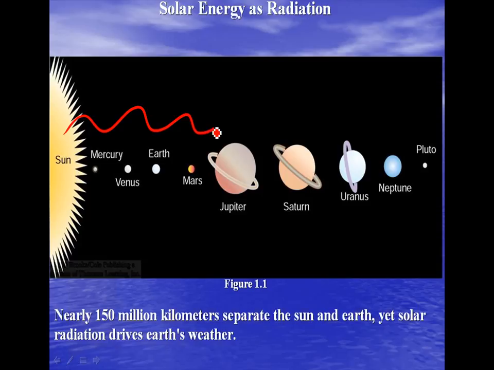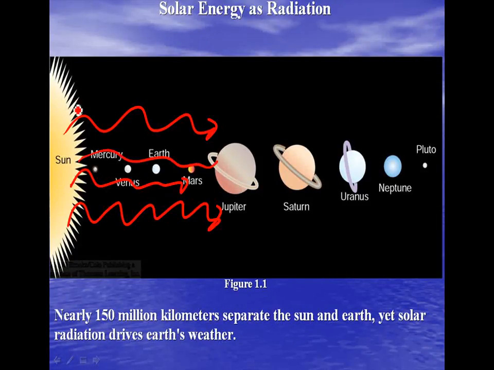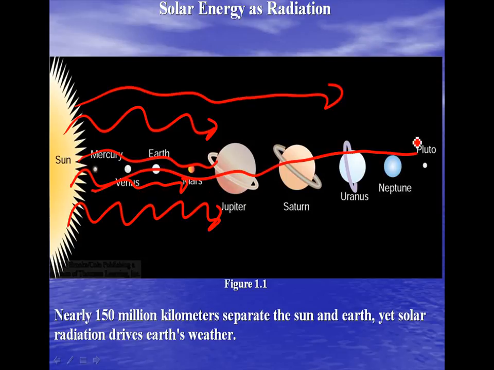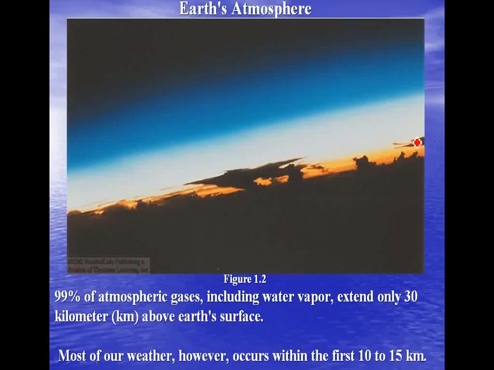The sun emits what we call shortwave radiation, and it emits radiation throughout the entire solar system, even some of it making out as far as Neptune and Pluto. But there's about 150 million kilometers separating the sun and the Earth, or about 93 million miles. But the solar radiation is what drives the weather, as we'll see a little bit later.